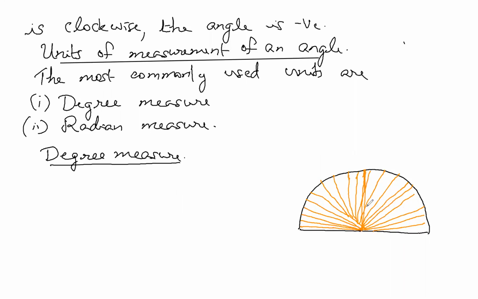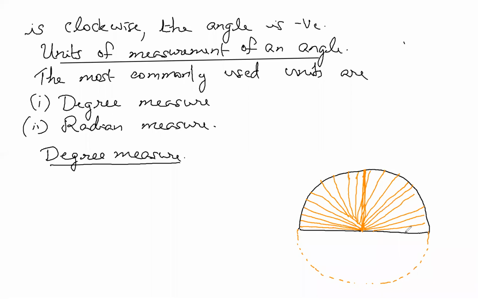180. So 180 divisions you can see. If you have doubt, you can check the protractor in your geometry box. 180 small divisions are there. If I complete this full circle, we can see 360 divisions are there.